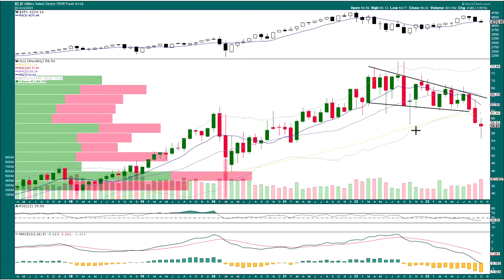XLU on the utility sector on the monthly chart broke below that monthly 50. We're closed down here. Month's not over yet. That candle is not closed yet.